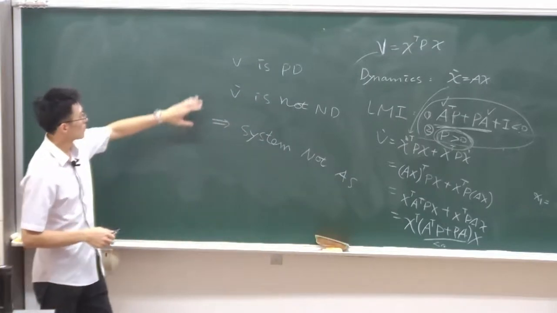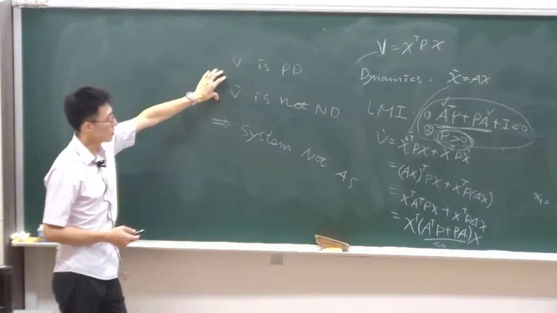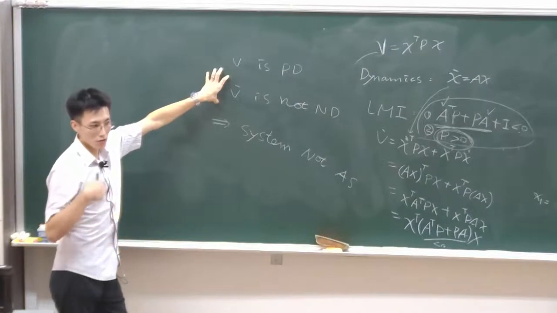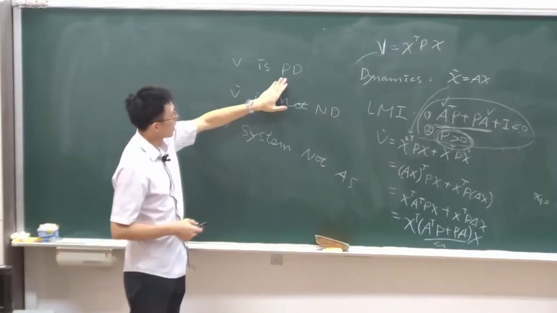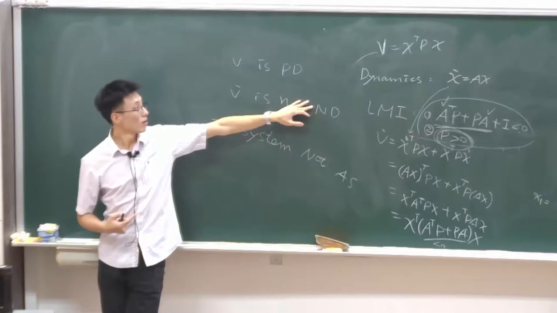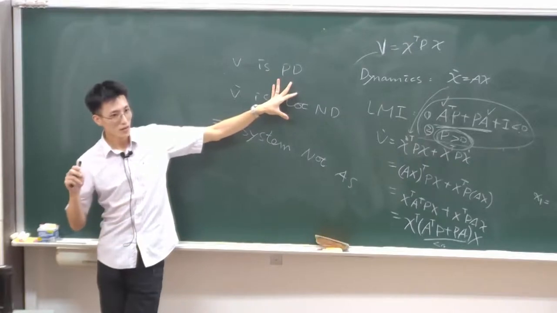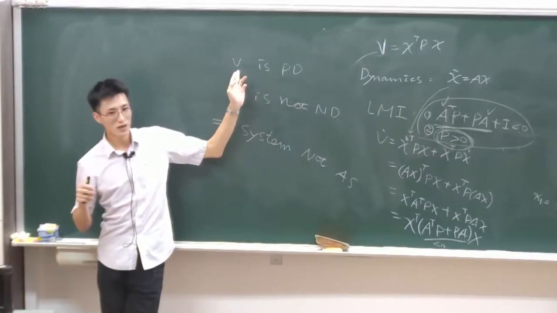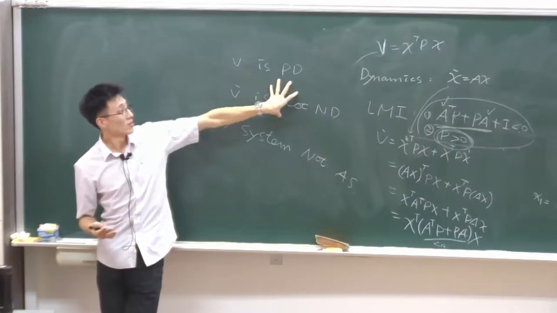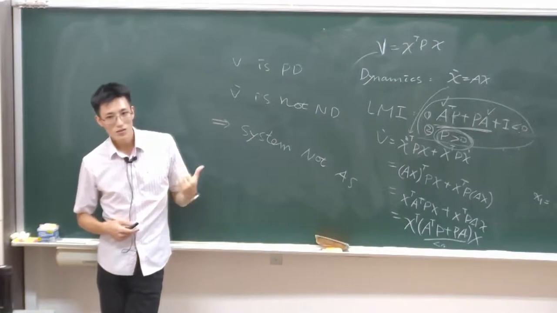I say not really, because if this V doesn't work, you need to find another V. Right? Because this theory gives only sufficient conditions. If you find a V that is PD and a V dot that is ND, you guarantee this system is asymptotically stable. But if you cannot find that V, it doesn't imply the system is unstable. It could be that the V you found is not a good candidate. Maybe next time you try a different V, and you can guarantee that it's stable. That could be the case, because it's a sufficient condition.